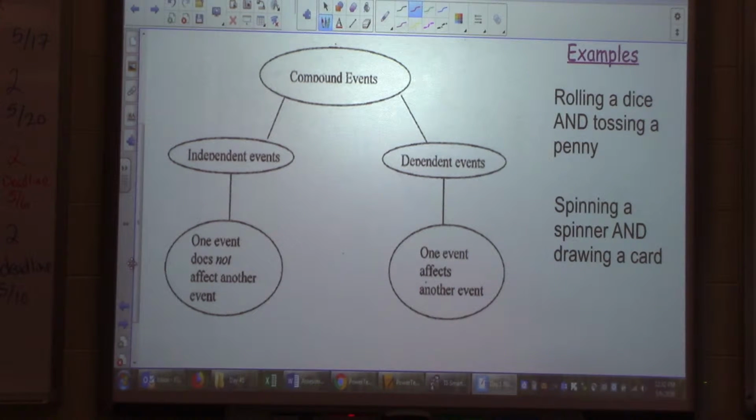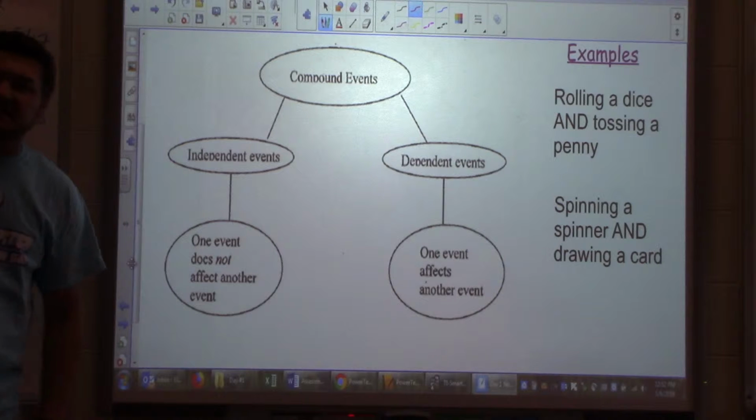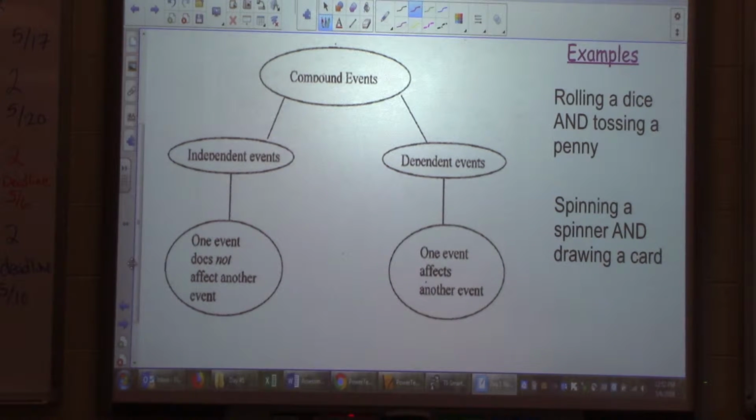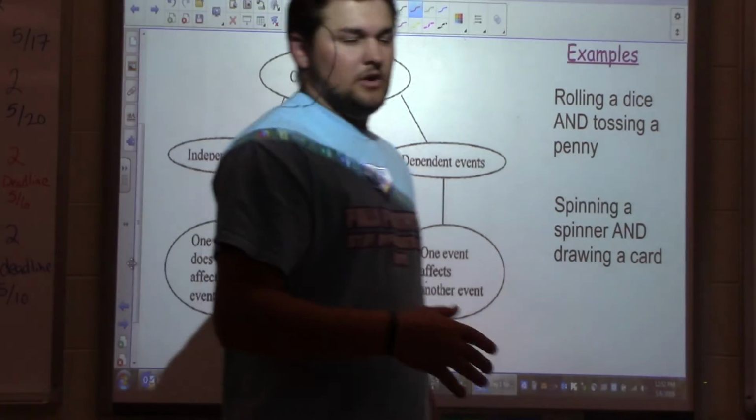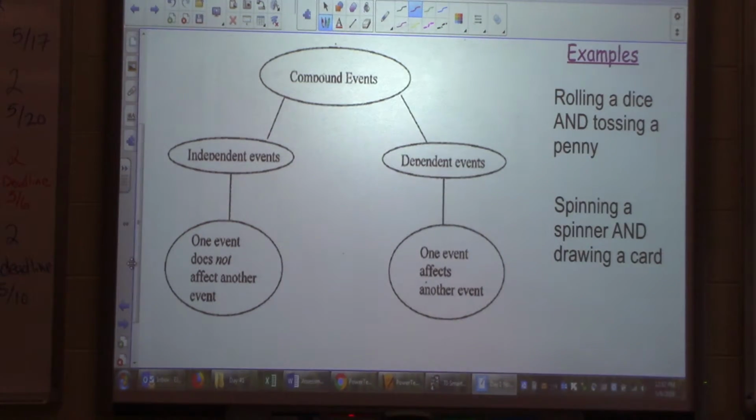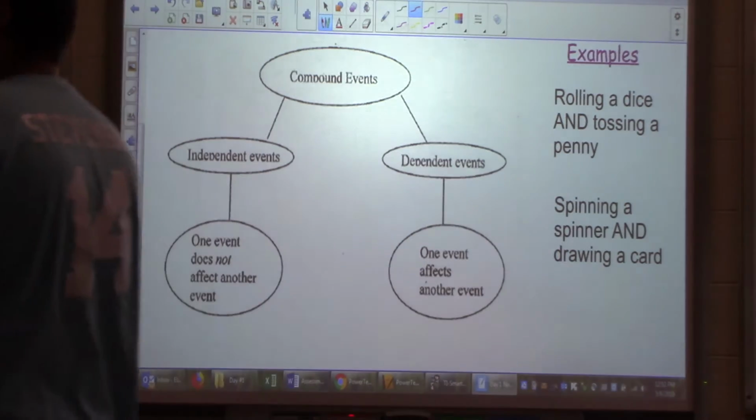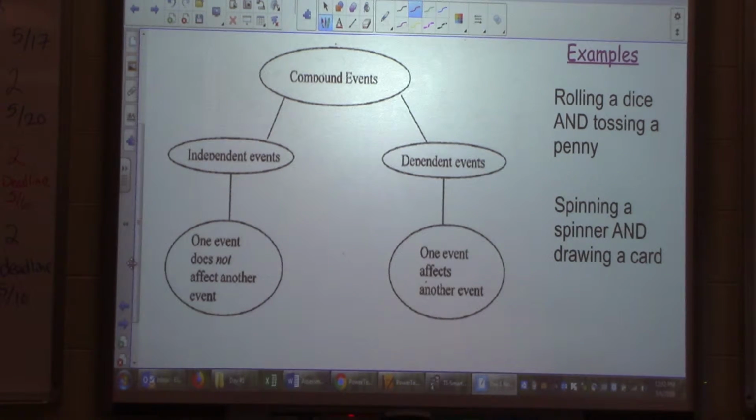Independent events are where one event does not affect the other event. An example would be when you roll a die and you spin a spinner, or you roll a die and you pick a card out of a deck, or you flip a coin and you spin a spinner. Things that have no bearing on each other. It doesn't matter what card I pull out of the deck, it's not going to influence what I roll on the die. Those are independent events. Does that make sense?